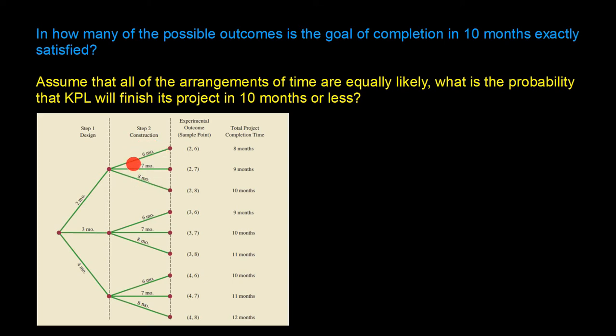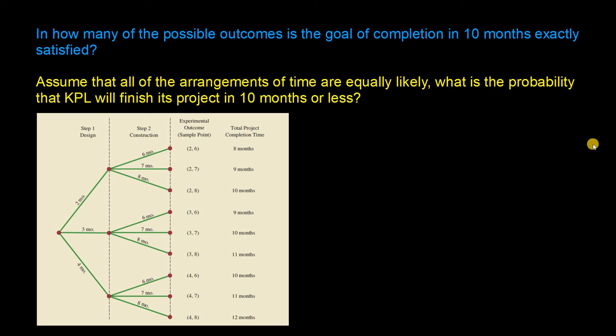All the options for the second stage of the project have to be paired up with every option in the first stage. So of course we're going to end up with 3 here, 3 here, 6, and 3 here, 9. So we have all of these pairs 2, 6, 2, 7, 2, 8, and so on. If we add all of this, then we have 8 months, 9, 10, 9, 10, 11, 10, 11, 12.